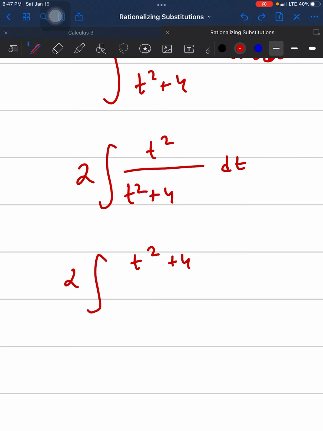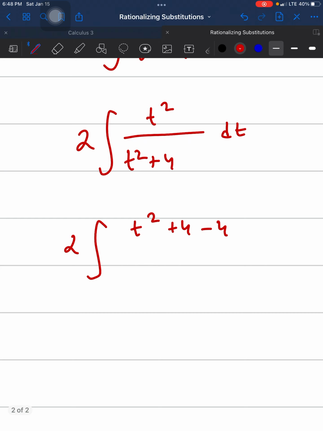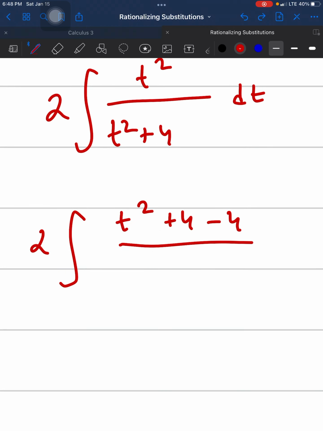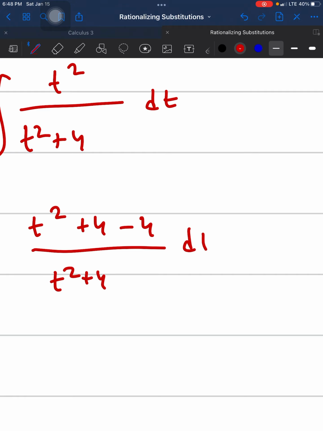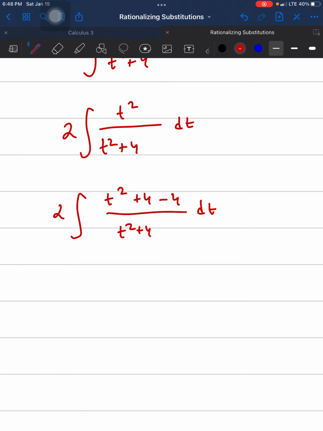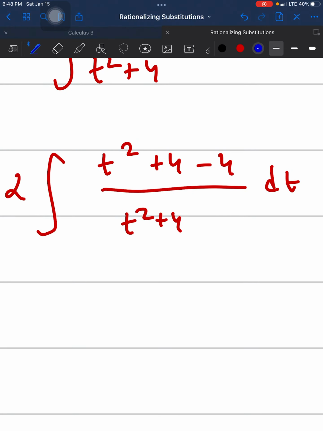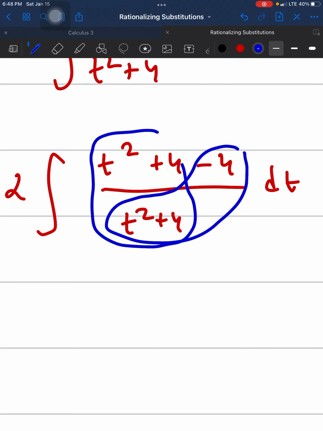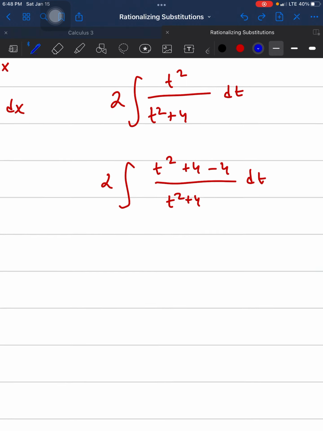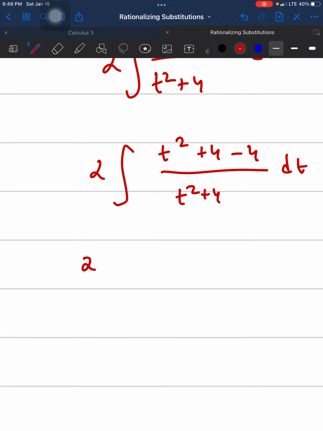So this is what I'm saying: t squared plus 4, minus 4, right? Since this is just going to cancel and give us that, we could rewrite it a little to help us split the integral, and we get t squared plus 4 on the bottom. So this is what we get, right? Now what we can do is split this integral. This could be one of the integrals, and this could be one of the integrals. So let's rewrite that again.